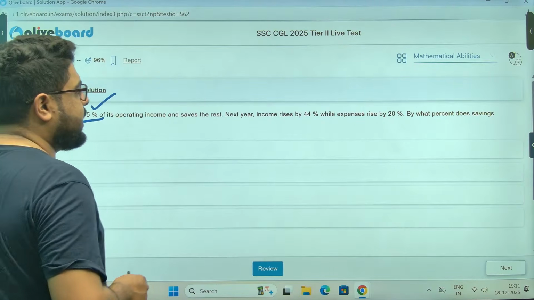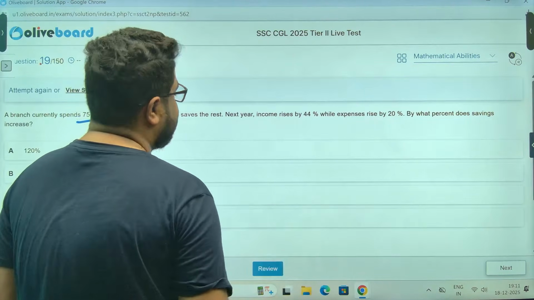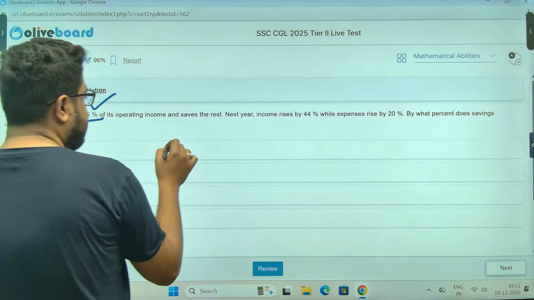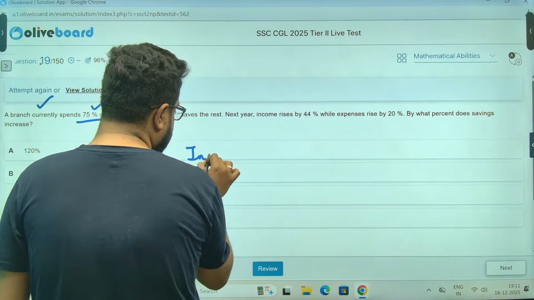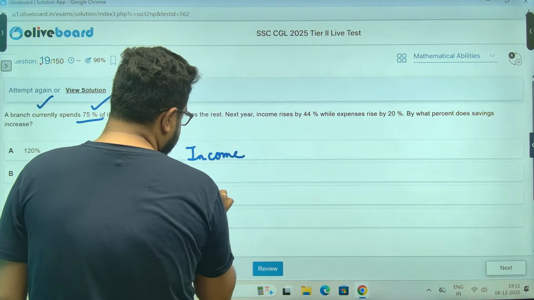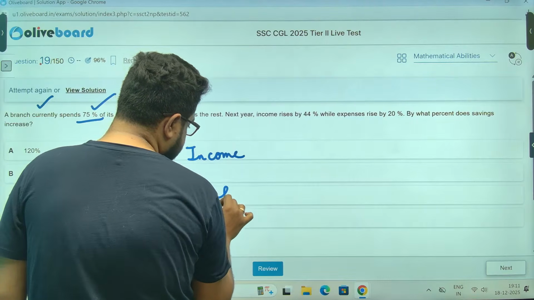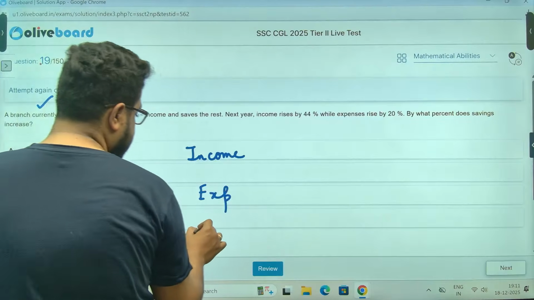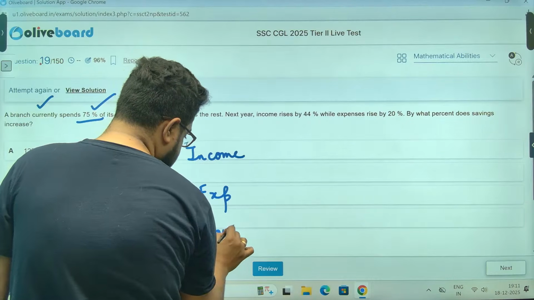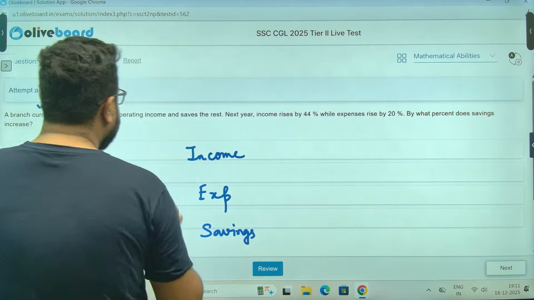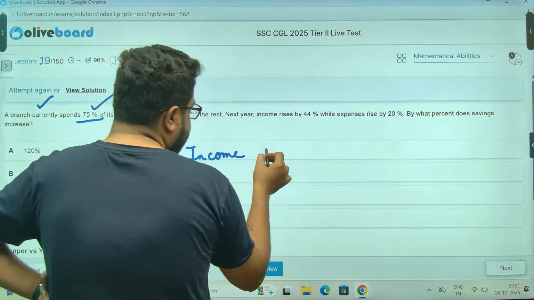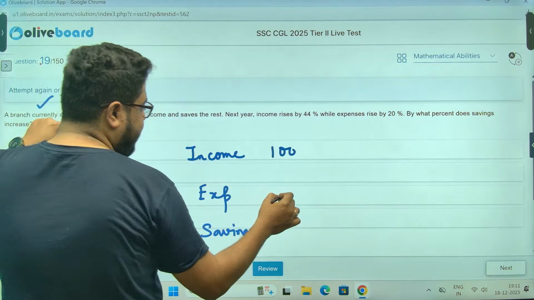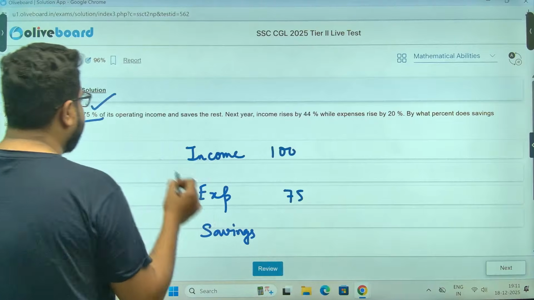75% of the operating income. Arre sir, this is also simple. A branch currently spends, sir, income, expenditure, and savings. Okay. Income is 100 rupees. 75%, meaning they spend 75 rupees.